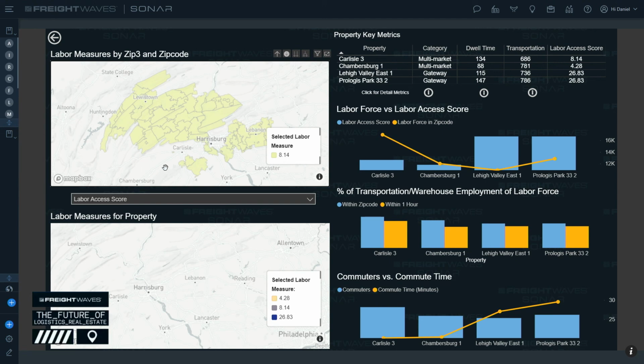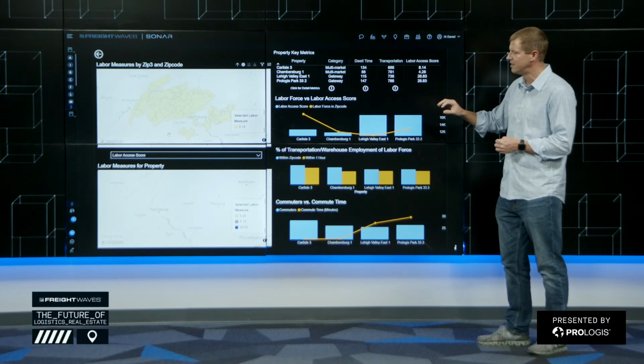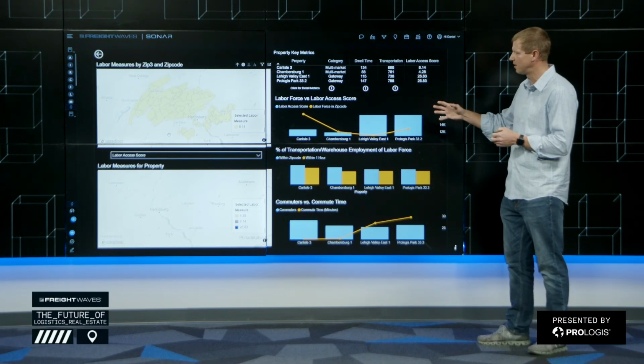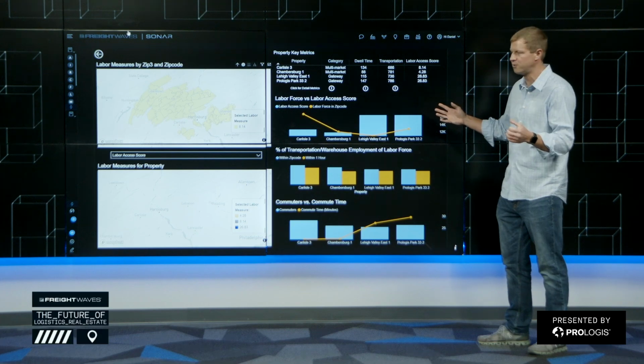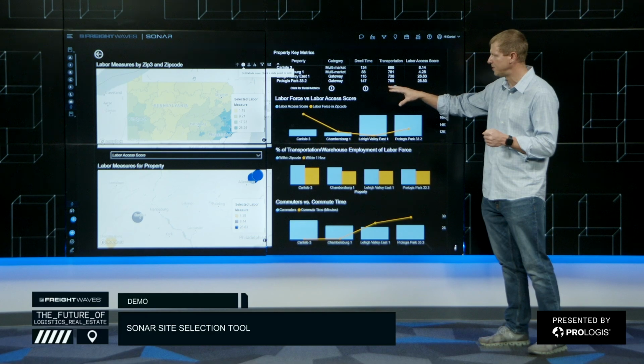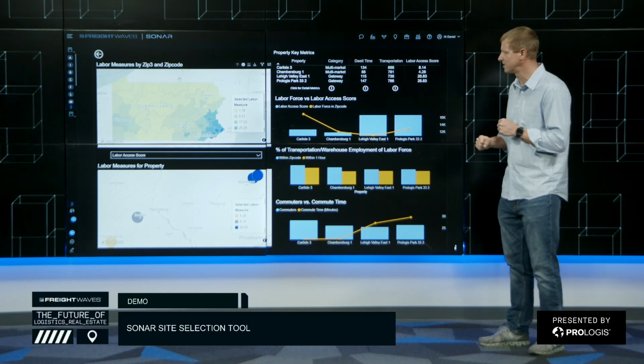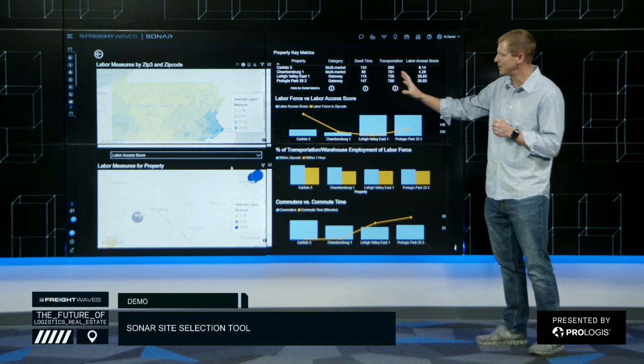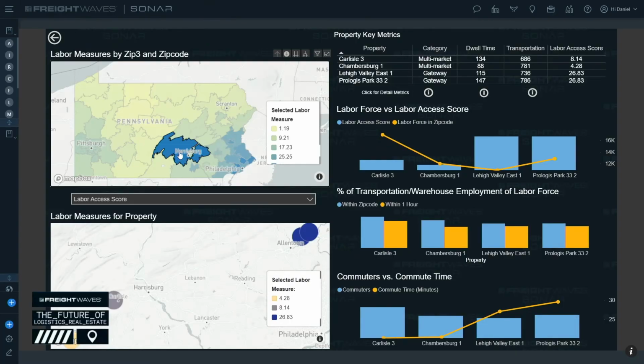So if we pull out on our map, so we can see the perspective in relationship to the rest of the surrounding zip codes and areas, the yellow on the map is going to have the lower labor access scores. You can see Carlisle is out there in Pennsylvania, on the edge of the Harrisburg zips. So not as much population available out there, but the closer you get to Philadelphia and New Jersey, obviously population centers there make those labor access scores a lot higher.